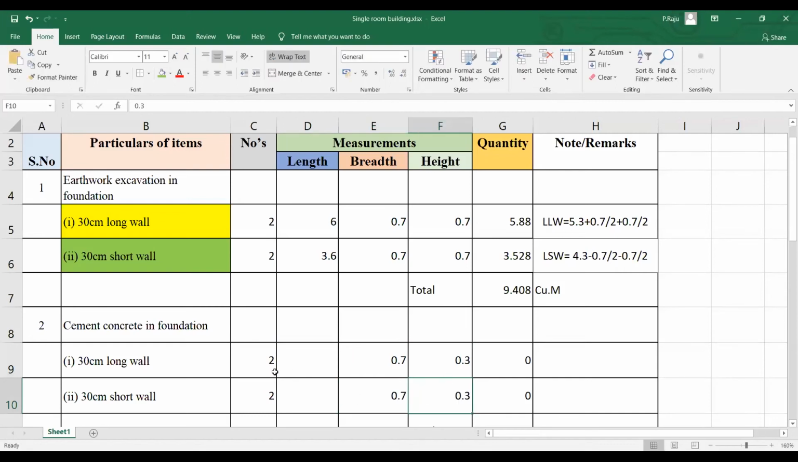See, what varies between the long wall and short wall is the length part. Breadth and height will be almost the same. Not the numbers also; sometimes numbers may also change. But the breadth and height may not change for each item of work. So we need the length part. The length part I have already calculated and said that it is one and the same, similar to that of earthwork excavation. So first we calculated cement concrete in foundation, then only we went for earthwork excavation. So it is same as that of earthwork excavation.